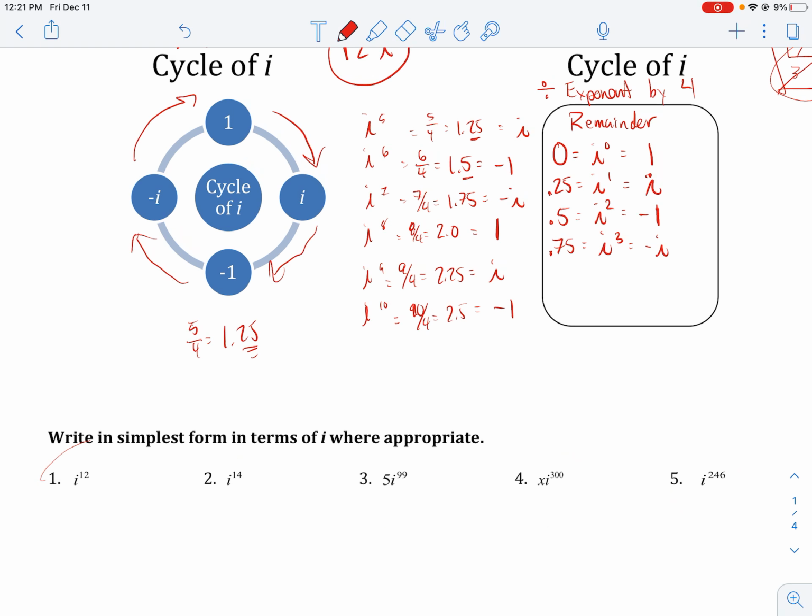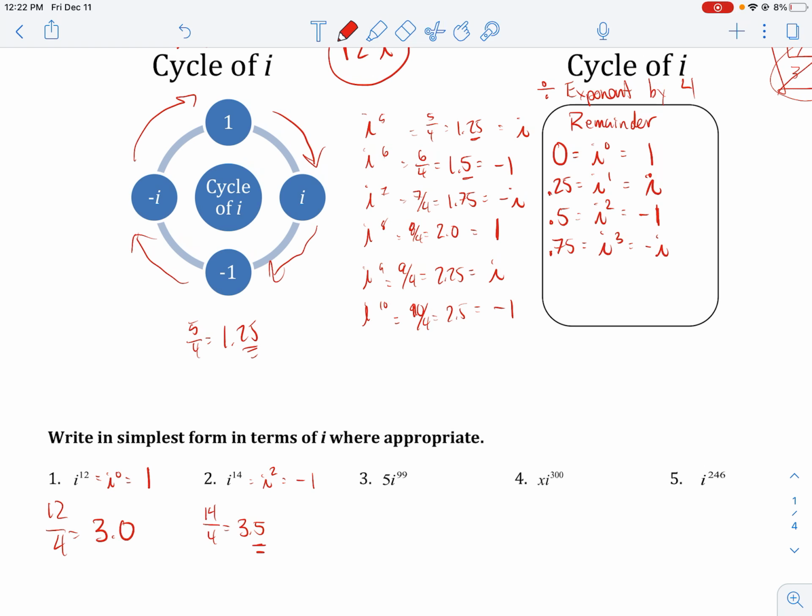All right, so i to the 12th. Well, 12 divided by 4. That's just 3 with a remainder of 0. And so i to the 12th is just equal to i to the 0th power, which is just equal to 1. Okay, how about 14? 14 divided by 4. Okay, looks like we get a 3.5. Right, it's a remainder of 0.5. That means i to the 14th power is the same value as i squared, which is equal to a -1.